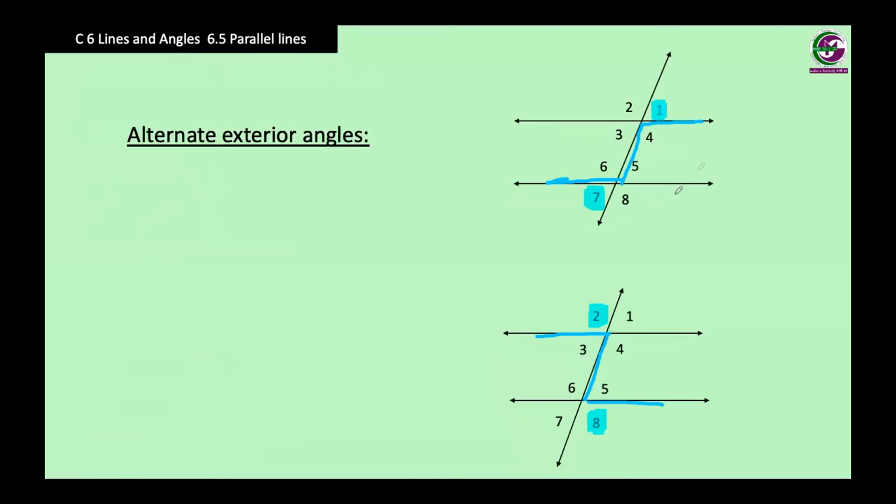Let us see in detail. This is a Z facing towards right side. Angle 1 is equal to angle 7 and angle 2 is equal to angle 8.